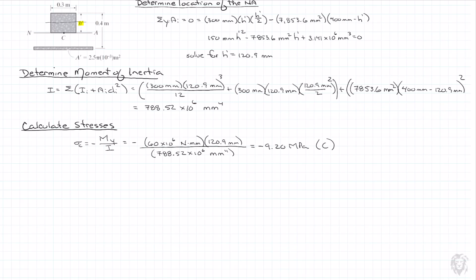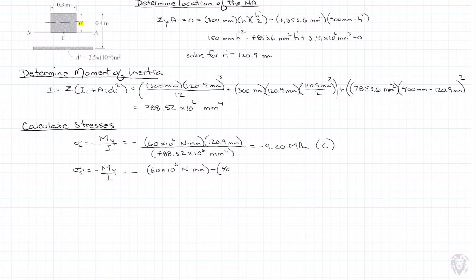Now what we need to do is to calculate the stress in the steel, but with a prime on it. So in our transformed section still, again, negative My over I. Our moment doesn't change, of course. It's 60 times 10 to the 6 Newton millimeters. Now, our distance in this case is that depth, 400 millimeters less h prime, which is the distance that it exists from the neutral axis. Now it is going down, so it's going to be negative.